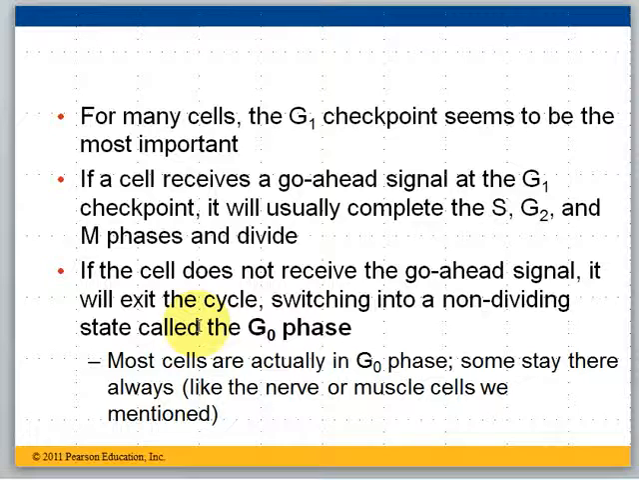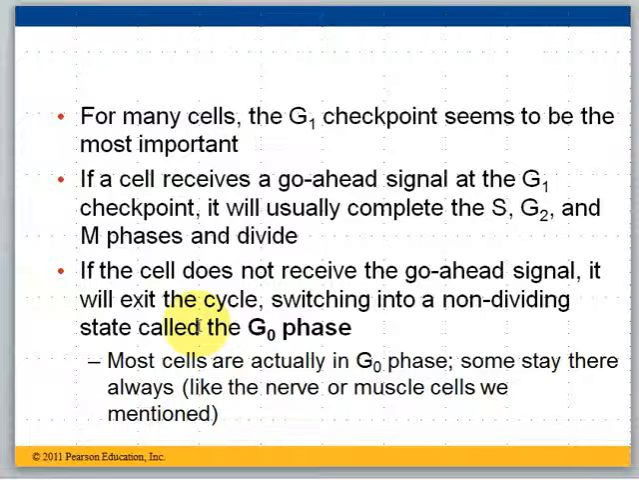For a lot of cells, that first checkpoint within G1, the G1 checkpoint, seems to be perhaps the most important one. If the cell receives the proper signals at that checkpoint, then it usually proceeds all the way through S and replicates the DNA and all the way through G2 and then goes into the M phase and divides. If it doesn't receive the proper signal at that G1 checkpoint, it will exit the cycle and go back into a waiting period, a non-dividing state that we call the G0 phase.